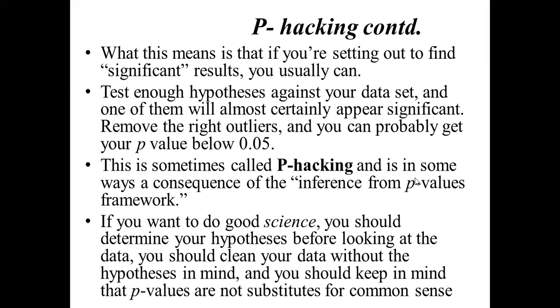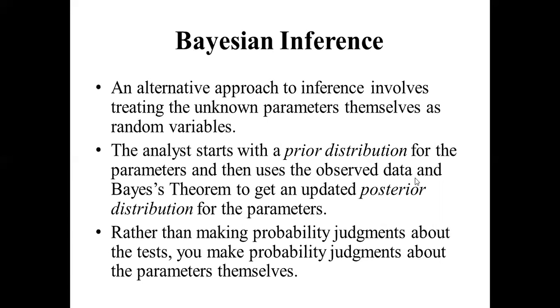Okay, let us go for the next point. That is basic inference. Inference means that we are not only making a guess, we are applying some reasoning as well. So this is another way to check variables or make some conclusions. An alternative approach to inference involves treating the unknown parameters themselves as random variables. So in Bayesian inference, wherever unknown parameters are there, we will take them as random values.